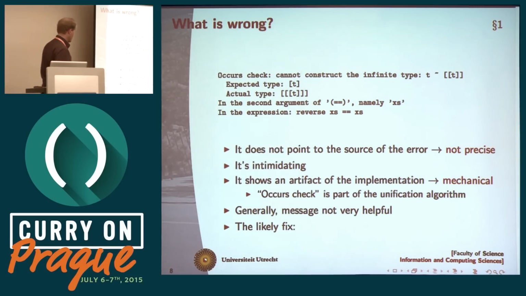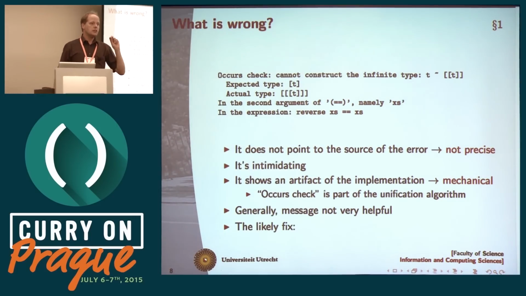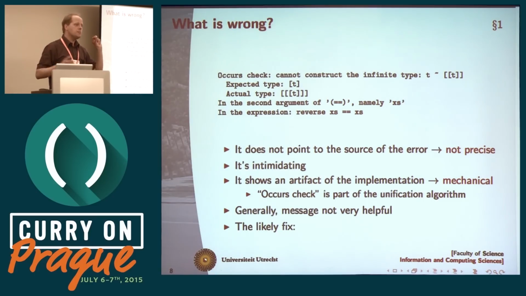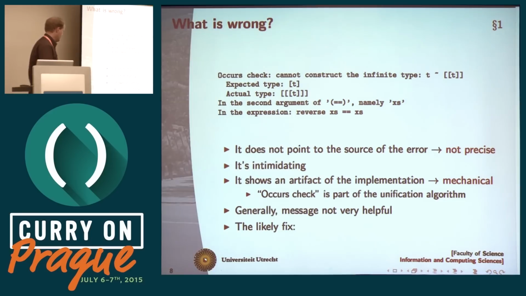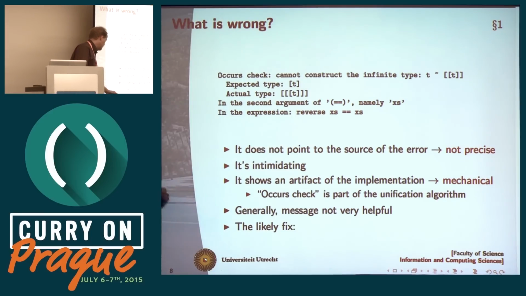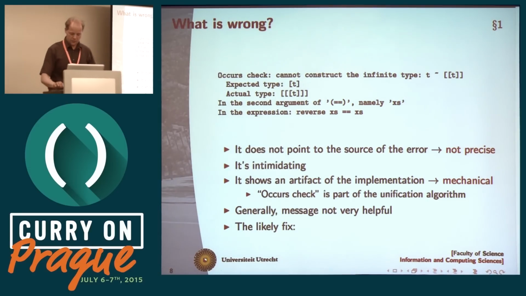It's pretty intimidating. Infinite types. Before I started to work in Utrecht, I'd never heard of an infinite type. Occurs check. I hadn't studied Prolog either, so how would I know what an occurs check is? So what you see is intimidating. Another thing is it's mechanical, in the sense that it reveals the underlying type inference process to the programmer, who should probably not be aware of this. Generally, it's not very helpful, and actually the likely fix is very simple.